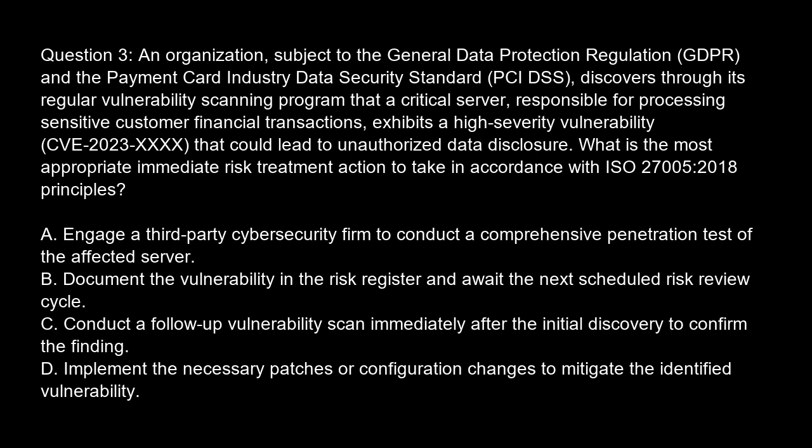27005/2018 principles? Option A. Engage a third-party cybersecurity firm to conduct a comprehensive penetration test of the affected server. Option B. Document the vulnerability in the risk register and await the next scheduled risk review cycle. Option C. Conduct a follow-up vulnerability scan immediately after the initial discovery to confirm the finding. Option D. Implement the necessary patches or configuration changes to mitigate the identified vulnerability.